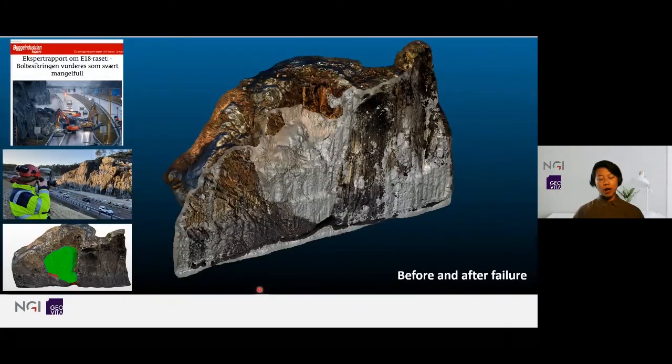This is an example we did for a forensic investigation of a rockfall failure recently in Norway. We made 2 photogrammetric models, one before the failure and one after the failure, and then we compare the differences of volume to find out how much rock mass has been fallen out of the slope, and we have a better idea of the geometry of the sliding plane.